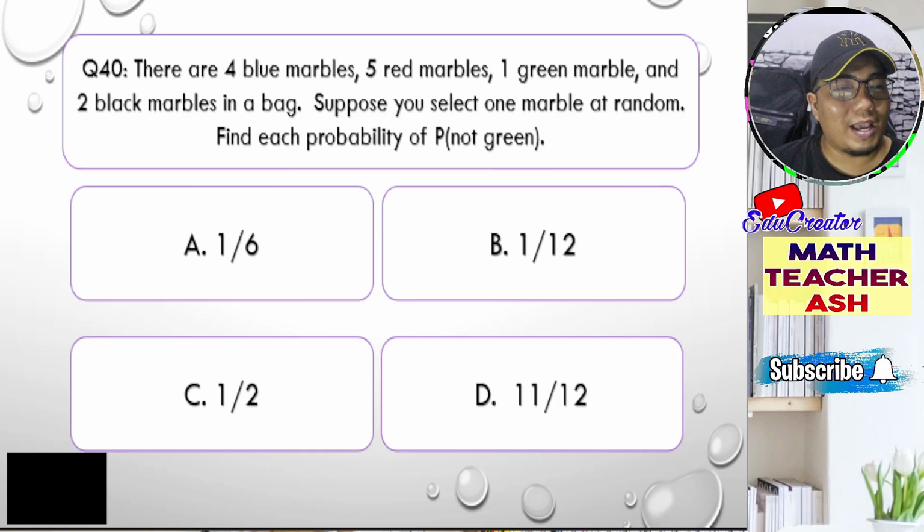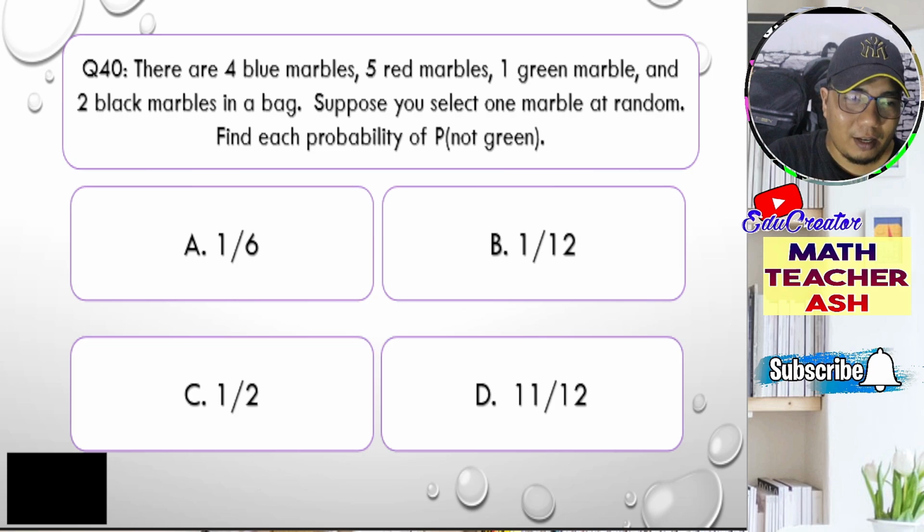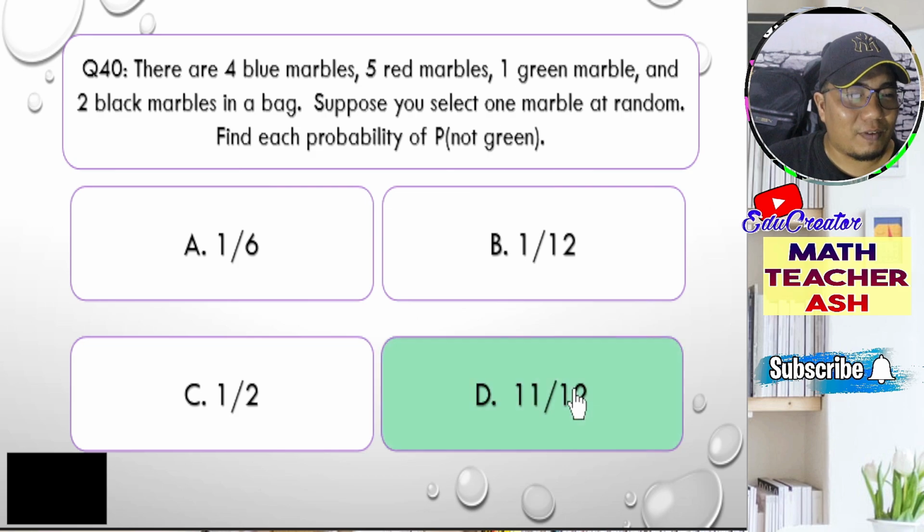Alright, math learners, we have 12 marbles still, but what we are finding now is the probability that is not green. So we have only 1 green marble, meaning that among the 12 marbles, only 1 is green. Therefore, not green are 11 marbles. Okay, so the correct answer is 11 out of 12. That is 11 over 12.